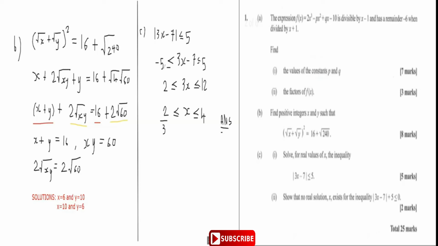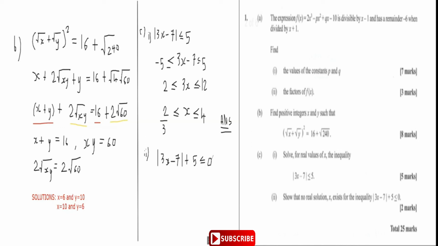Now part 2. This was part 1. Now let's have a look at part 2. Part 2 says show that no real solution for x exists for the inequality: the modulus of 3x minus 7, plus 5, is less than or equal to 0. Show that this has no solution.